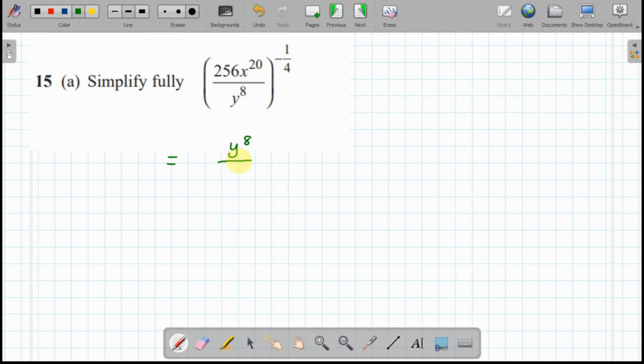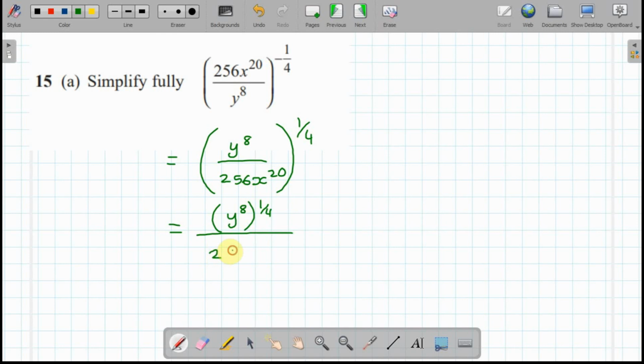So that's y to the power 8 over 256 x to the power 20, all of it to the power 1 over 4. Now, both the numerator and the denominator are going to get this power. So we have y to the power 8 to the power a quarter over 256 x to the power 20 to the power a quarter.